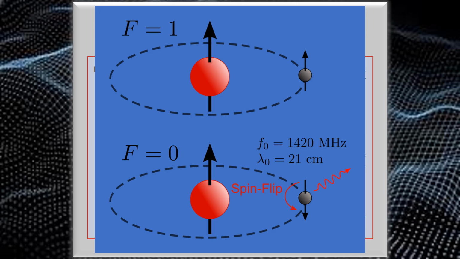What do quantum mechanics and a 10 million year transition have in common? The answer lies in the heart of hydrogen's 21 centimeter line.